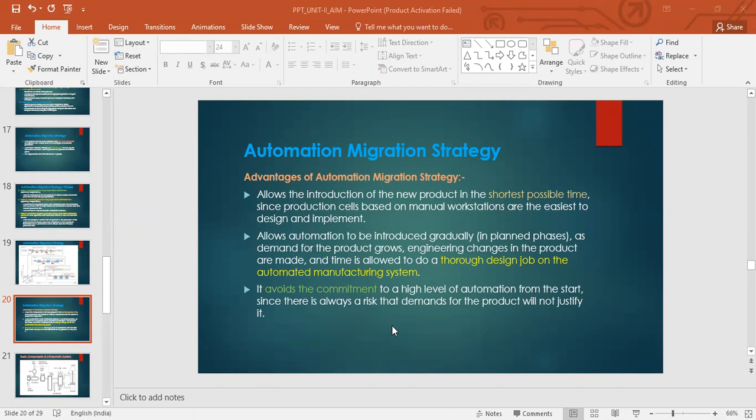Or you can even call it the second phase. Since there is always a risk that the demand for the product will not justify it. If the demand is not from the market, then there will be a considerable loss, right? Significant loss because of that. So this is clear, right? Automation migration strategy, or any doubts?